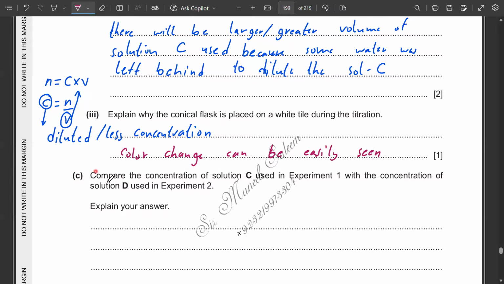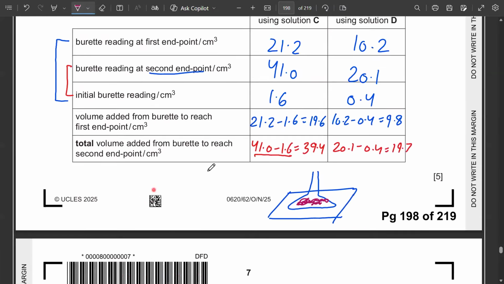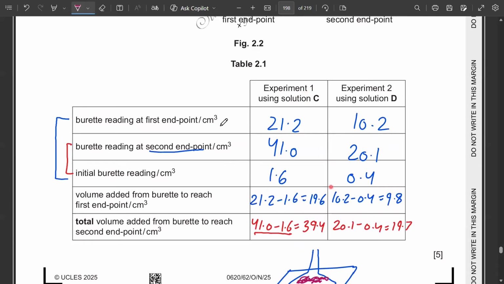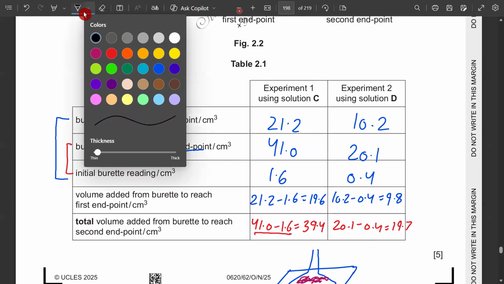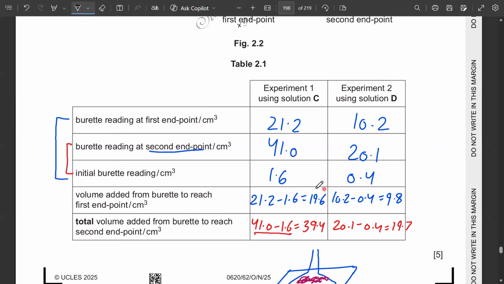Then C part, compare the concentration of solution C used in experiment 1 with the concentration of solution D used in experiment 2. Explain your answer. Now, we have to do the comparison of the concentrations of experiment 1 and experiment 2. Over here, this is the volume which we calculated for the first endpoint versus the first endpoint of both experiment 1 and experiment 2.